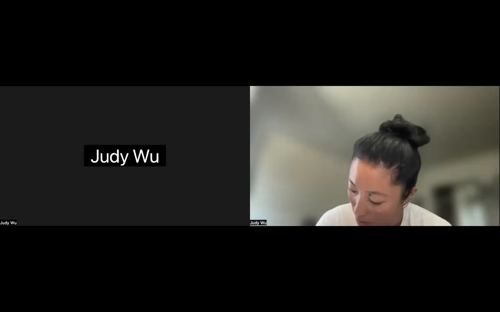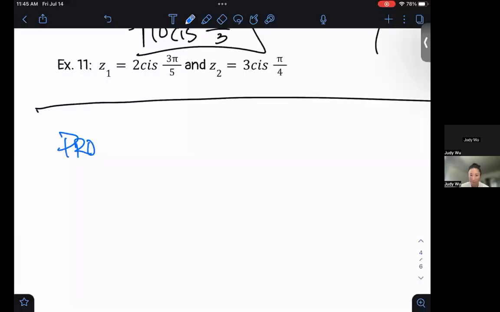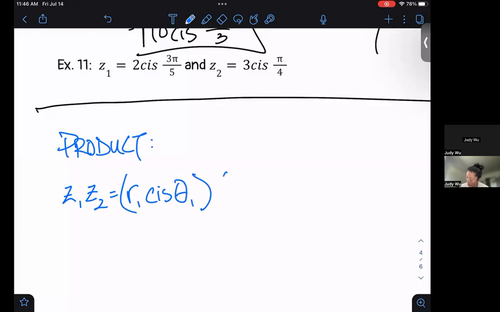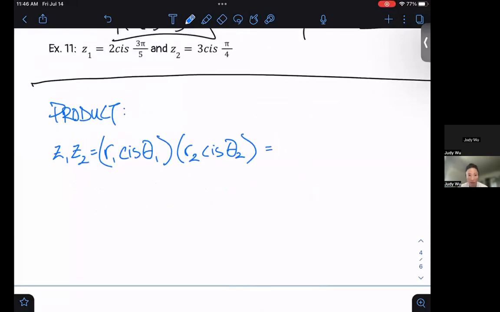So for product, we're back. For product, we have the following formula. If we have z1 times z2, we're going to have r1 cis theta 1 times r2 cis theta 2. And the way that we combine those is actually going to be r1 r2 cis of theta 1 plus theta 2. So we're adding those thetas.